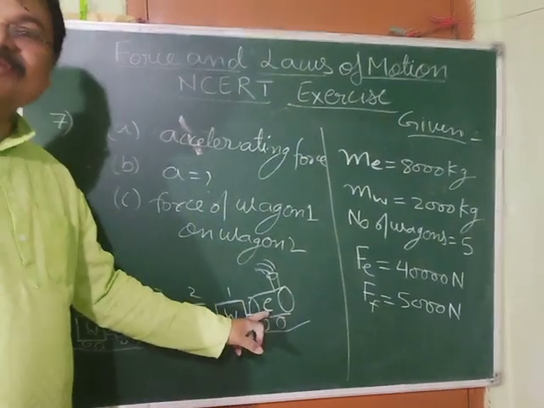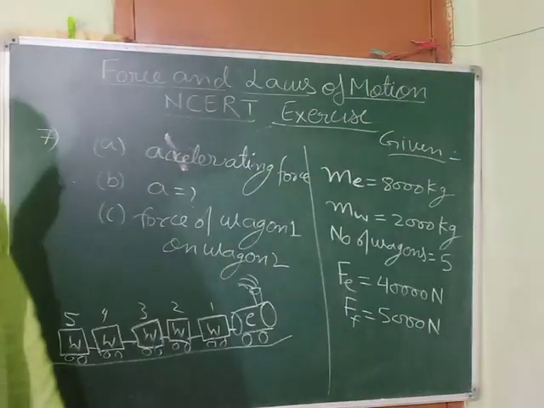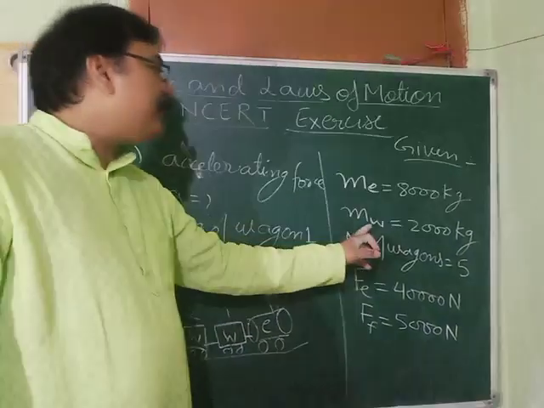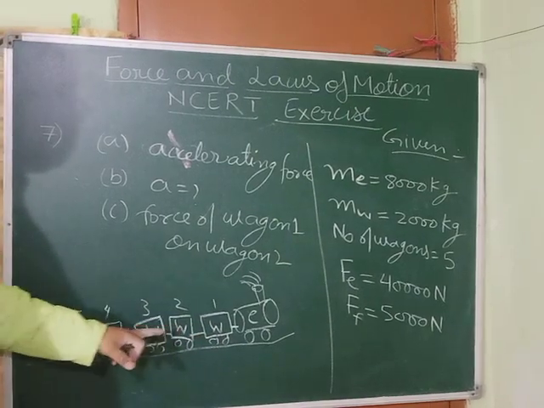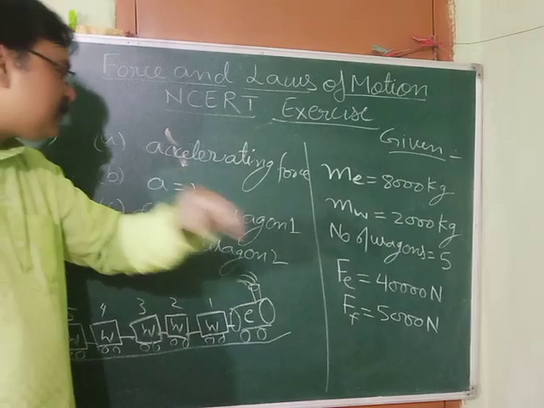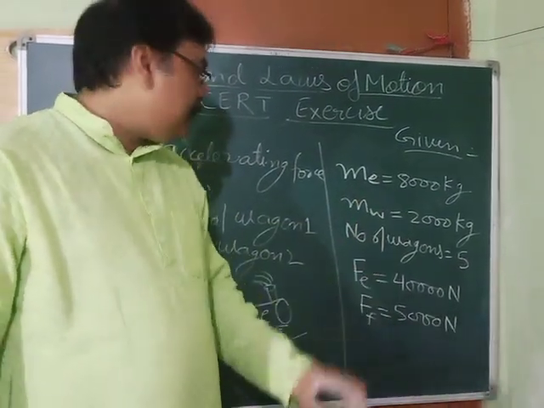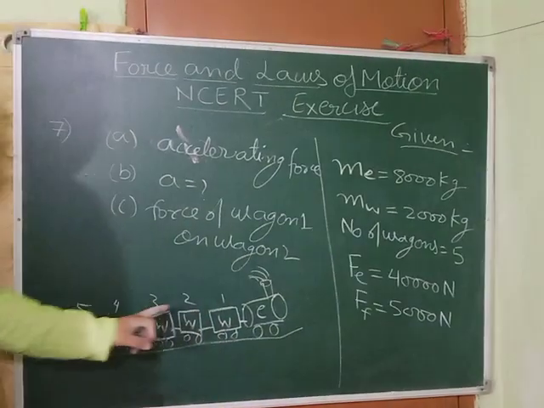This E is for engine. What is the mass of the engine? It is 8,000 kg. It's very less, no? What is the mass of each wagon? It is 2,000 kg. All are 2,000 kg. Each of them has mass 2,000 kg. W for wagon, E for engine. Now number of wagons, how many? 5. You can count 1, 2, 3, 4, 5.